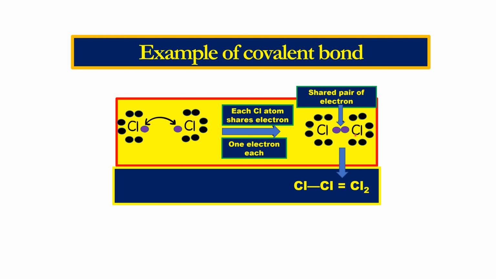If you count the number of electrons for this chlorine atom, it will be 1, 2, 3, 4, 5, 6, 7, 8. And for this chlorine atom, 1, 2, 3, 4, 5, 6, 7, 8. So each chlorine atom now has 8 electrons. And when this happens, a covalent bond is formed between two chlorine atoms to form a chlorine molecule.